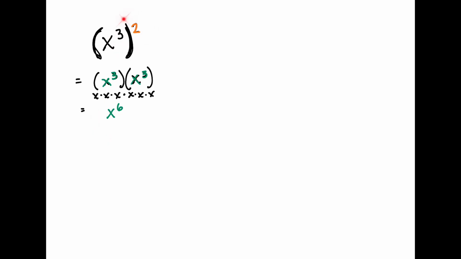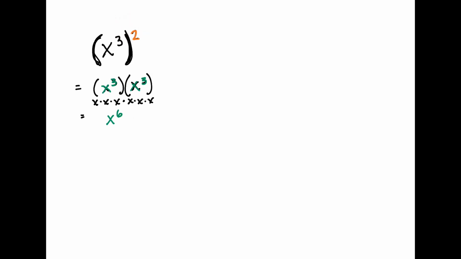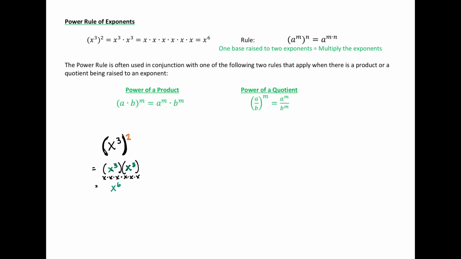Okay, so when you have a power to a power, or an exponent raised to an exponent on the same base, you multiply these. Okay, and that's what this says right there. One base raised to two exponents, you multiply the exponents. Okay, so it's a power to a power. The power of a power, the power of a quotient. You know, it's all of these things. If you don't remember the names, that's fine. Just know how to do it. That's the important part.